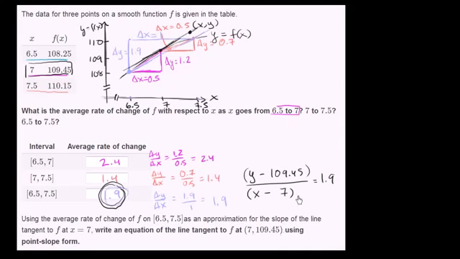So if you want to put it in point slope form, you just multiply both sides times x minus 7, and you get y minus 109.45 is equal to 1.9 times x minus 7. And we are done. That is an approximation. We've approximated the slope, and if this was the slope, this would be the equation of the tangent line in point slope form.